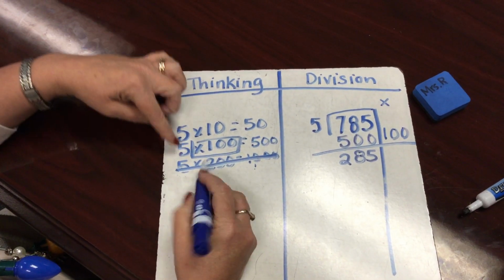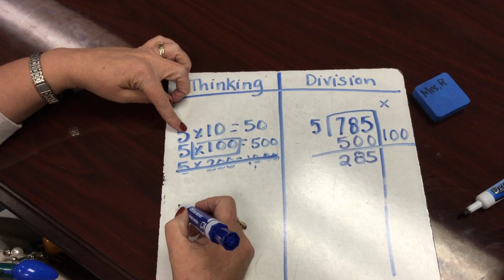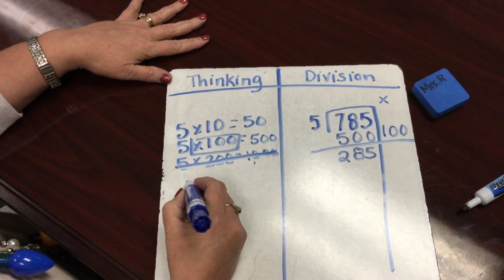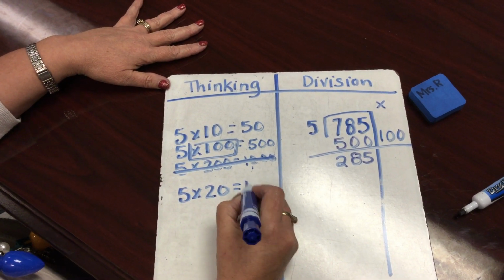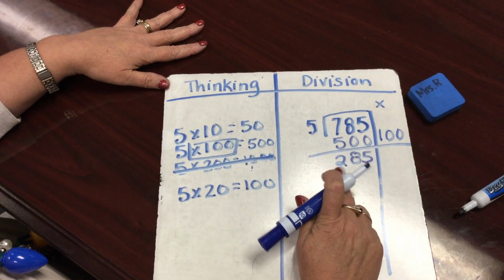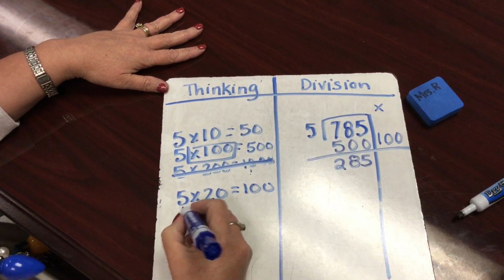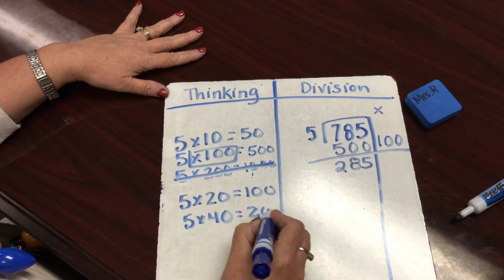So the kids realize that they're not going to be able to use the hundreds because that's too big. They have to go back to the tens, and they've already done 5 times 10. So a lot of times in the beginning, they'll just start going up. 5 times 20 is 100. But then eventually they realize that 5 goes into 200 40 times, and they'll jump. 5 times 40 is 200.